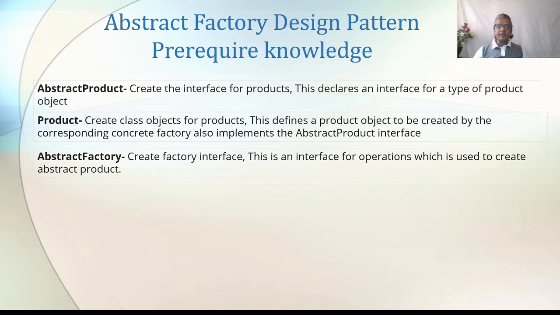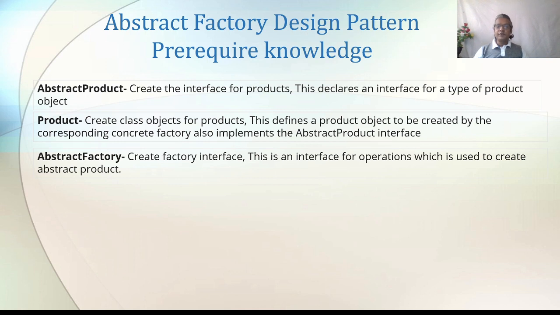The abstract factory creates a factory interface. That means the abstract factory is nothing but an interface, with interface operations used to create abstract products. That means in the abstract factory we are going to use abstract product interfaces. That's the reason I'm telling you.